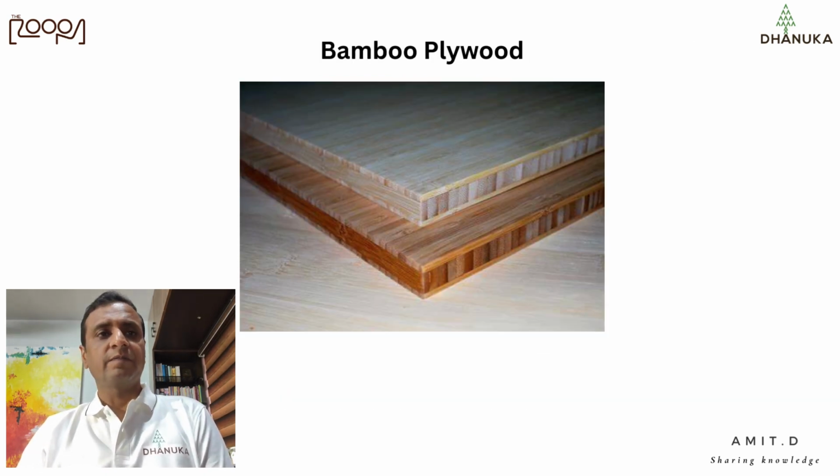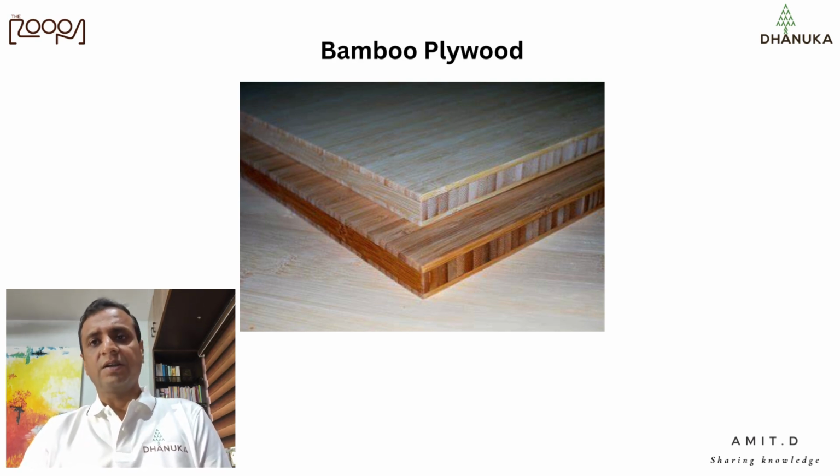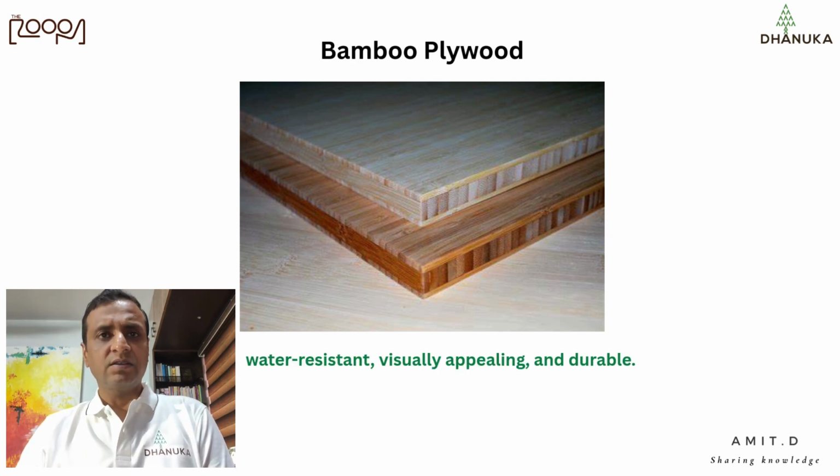Next is bamboo plywood. Bamboo plywood is made from bamboo plants, which are classified as grass rather than tree, making them an eco-friendly alternative to timber. To create these boards, bamboo slats are arranged horizontally and vertically and then bonded together. The result is a board that is water resistant, visually appealing, and durable.